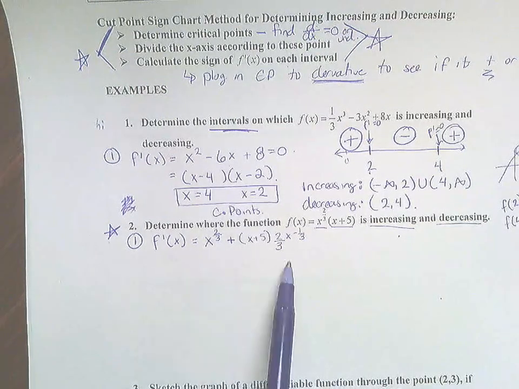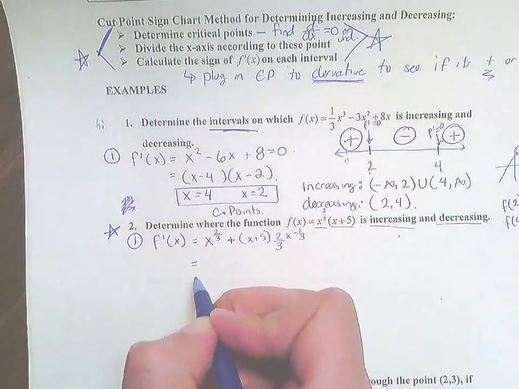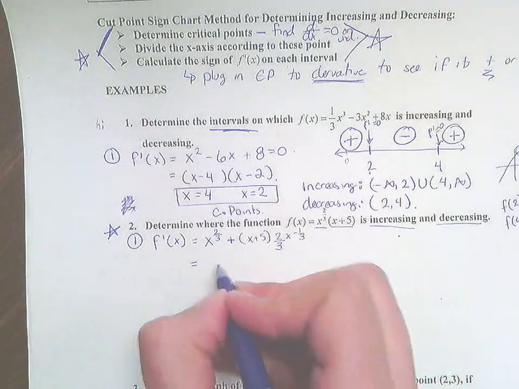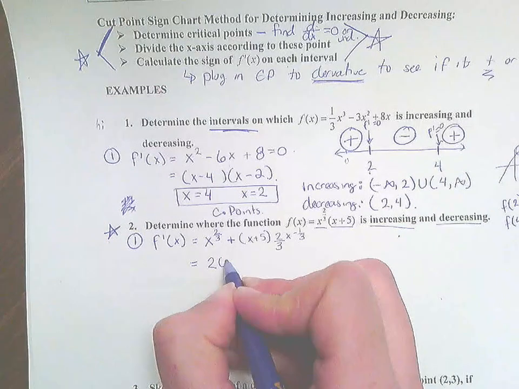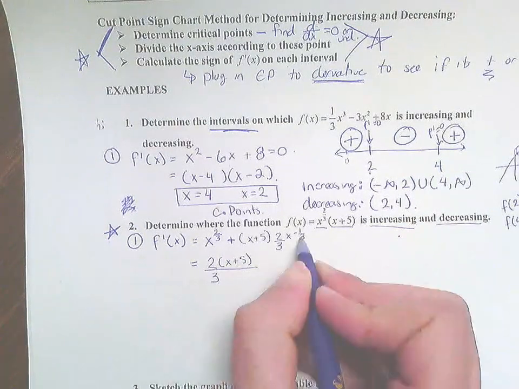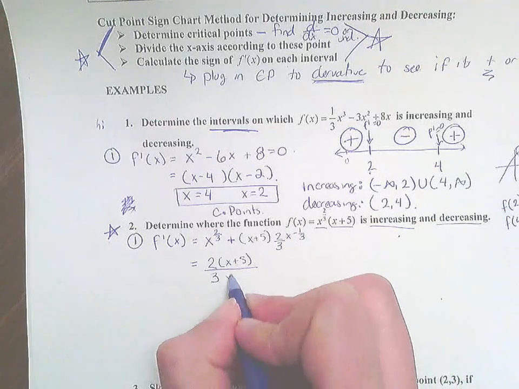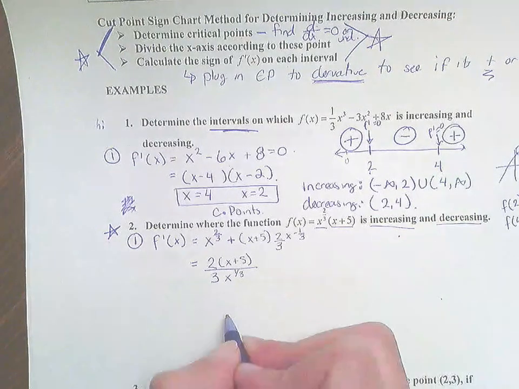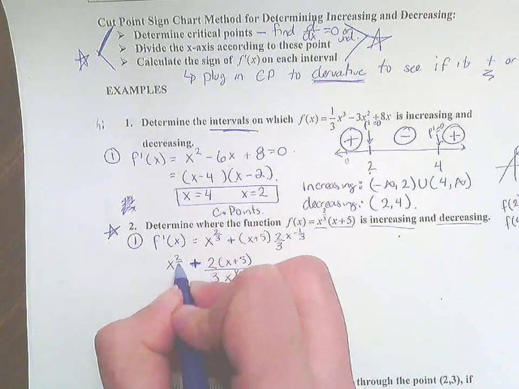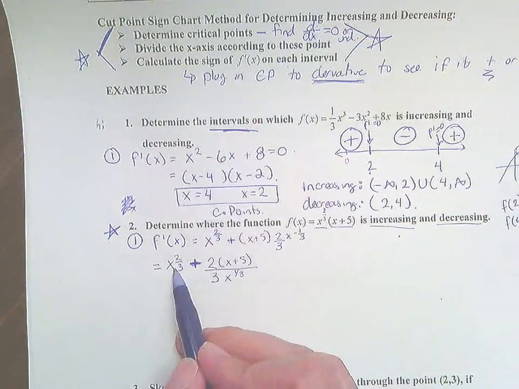Now before I can figure out the zeros, I need to simplify this a little bit. So here's the process for simplifying. First off, I'm going to multiply these. So I end up with 2 times x plus 5 over 3, and because this is a negative, I'm going to bring it down to the bottom, and I'm going to call it x to the 1/3. And then this is x to the 2/3. Okay, so that just comes down.